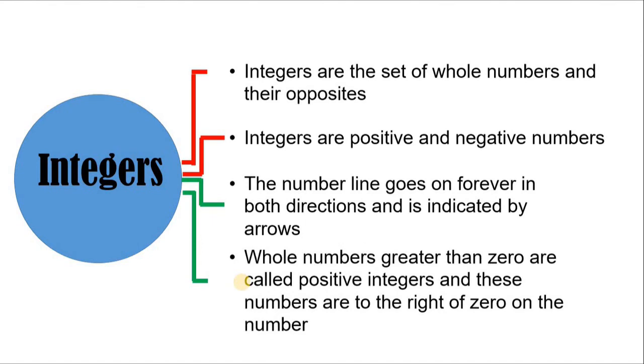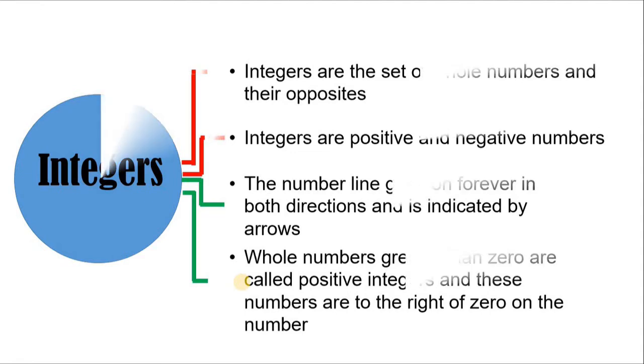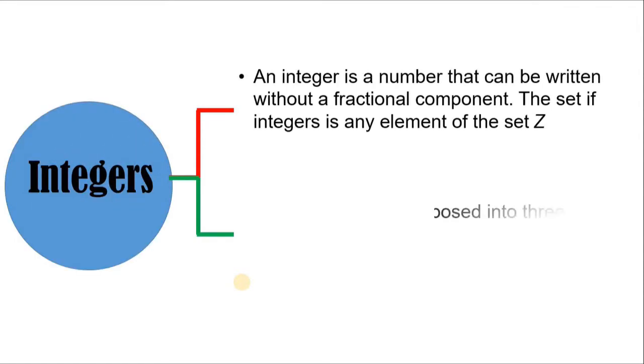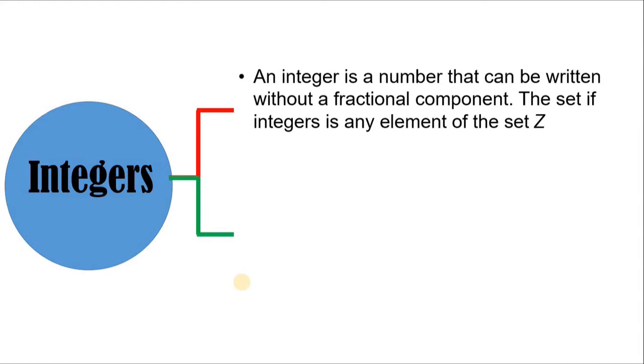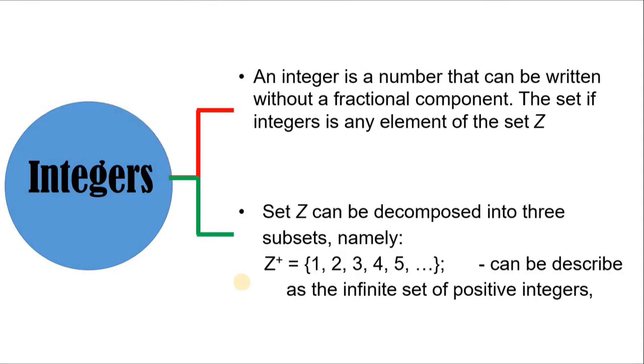Whole numbers greater than 0 are called positive integers, and these numbers are to the right of 0 on the number line. We also have an integer. It's a number that can be written without a fractional component. The set of integers is any element of the set Z. So the set Z or the set of integers can be decomposed into 3 subsets, namely the positive integers, or the infinite set of positive integers.